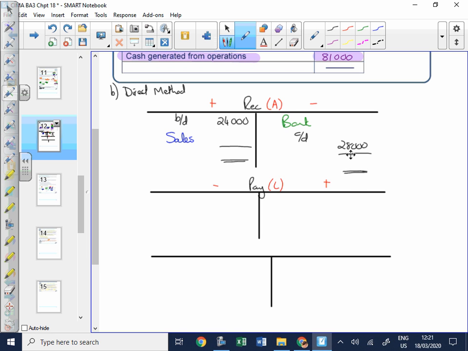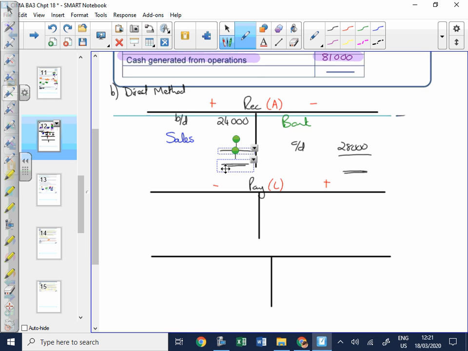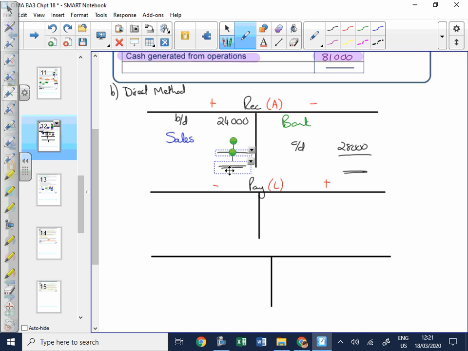Let me just move that down a little bit. I don't see them doing that to you in the exam, but just in case, let me just move that down. If they gave you credit losses or irrecoverable debts, you would have put them in. Because it's not cash, and that's why we would ignore it in the other system. Okay, it's not cash, and it does reduce what the debtors paid us.